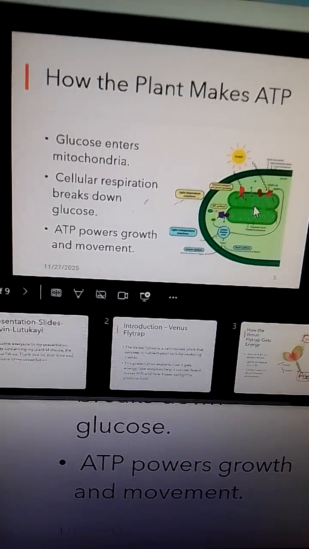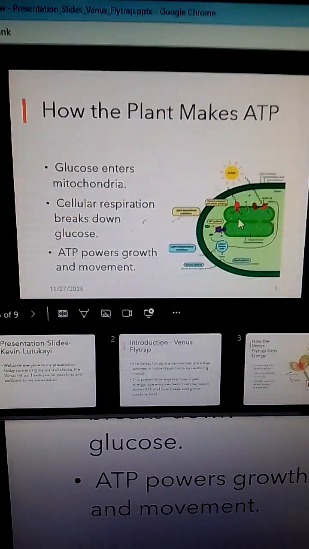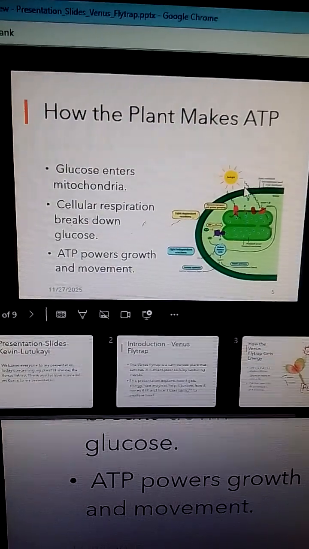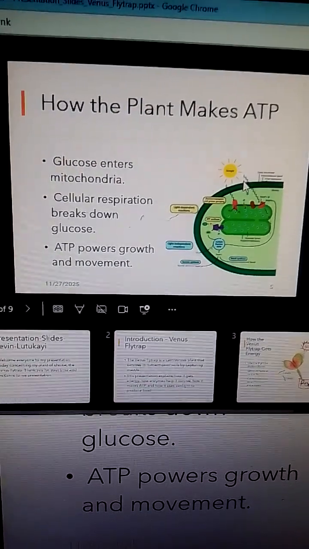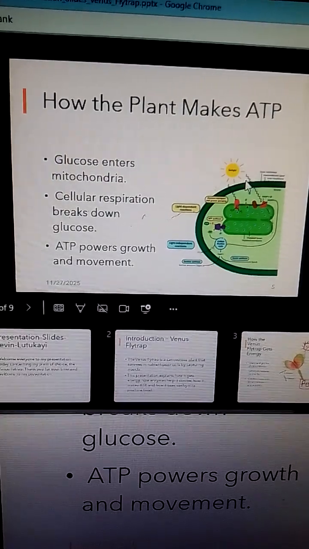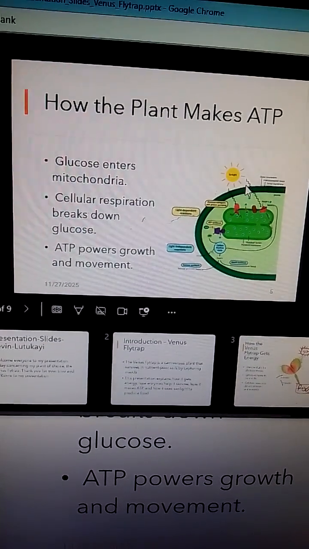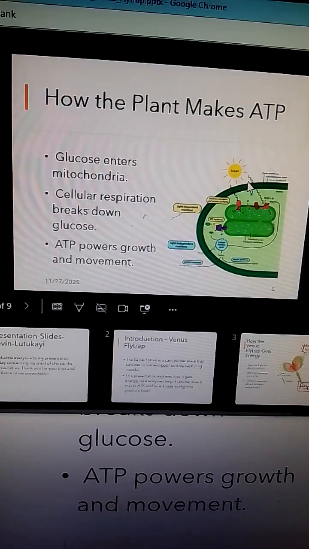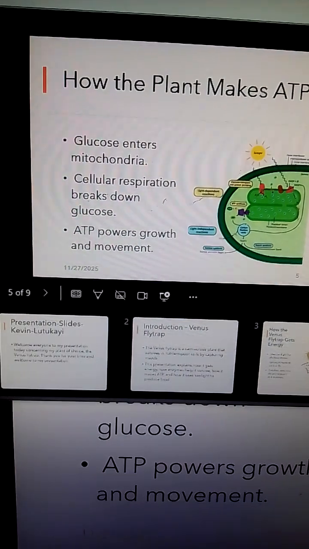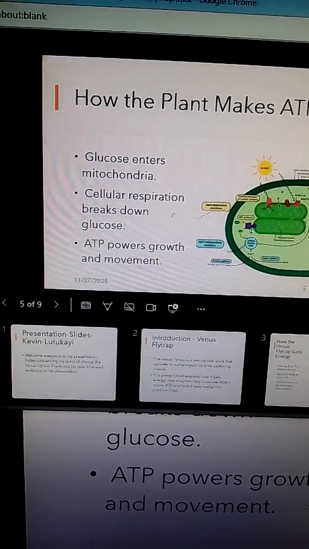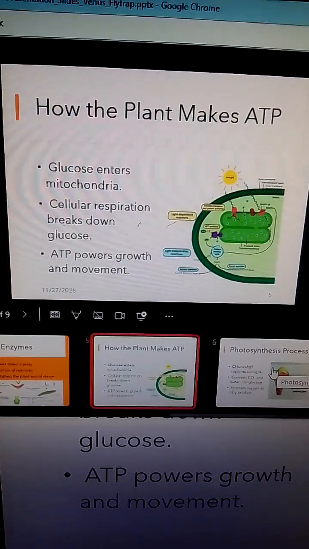This is the part of a cell where cellular respiration happens. During cellular respiration, glucose is broken down and the energy stored in it is used to make ATP. ATP is the plant's battery. It powers all activities inside the plant. Without ATP, the plant will not be able to function, and that's why the work of what we call mitochondria is important. Next slide.